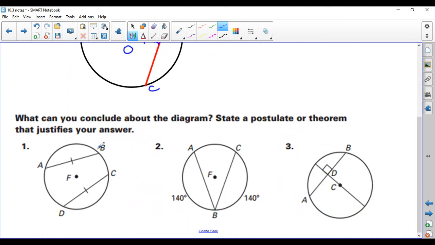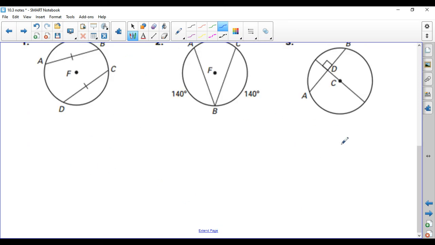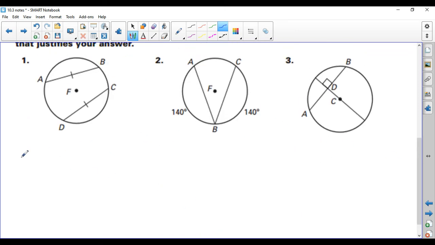If we look at these diagrams, it says, what can you conclude about the diagram? Here, we're told segment AB is congruent to segment CD. What can we conclude? We can conclude that the arcs are congruent because we have a theorem that says congruent chords have congruent arcs.